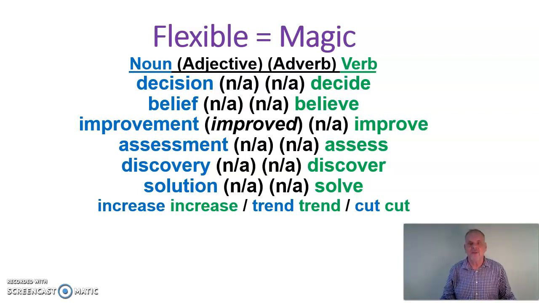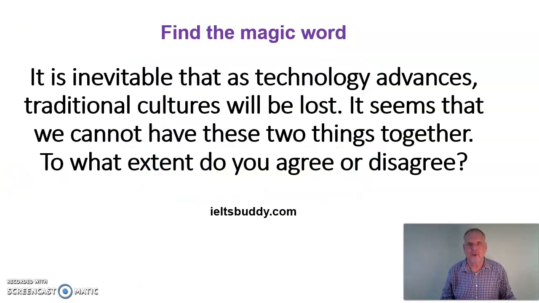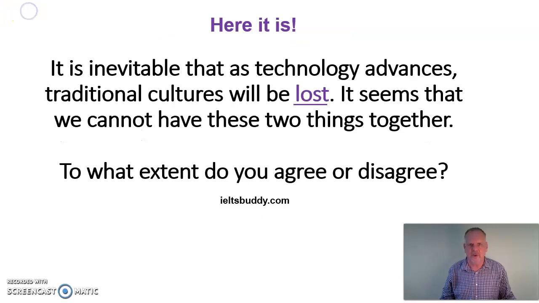skill. So let's practice. So here is a question. Pause the video, look for the magic word and see if you can paraphrase the sentence. Okay, did you find the word? Yes, the word is lost. Now there are 2 things you could do with this. You could, of course, use it as a noun, a loss. Often we say a loss of 40%, or in this case, a loss of traditional cultures. Or you could use it as a verb again, but in an active sentence rather than a passive sentence.